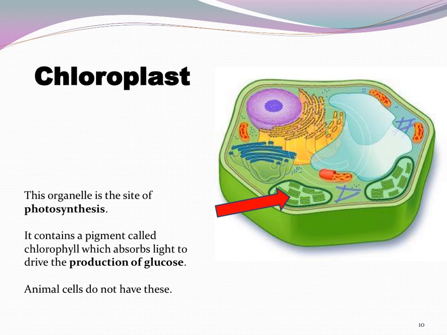This diagram shows you a plant cell, and it's focusing on the chloroplast, which is the site of photosynthesis. This organelle contains a pigment called chlorophyll, which absorbs light to drive the production of glucose, and animal cells do not have chloroplasts.